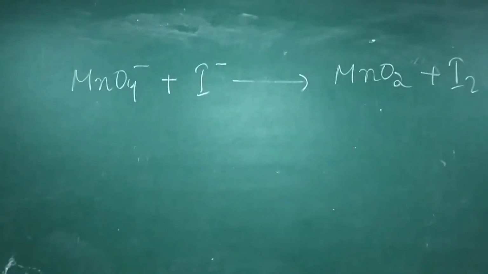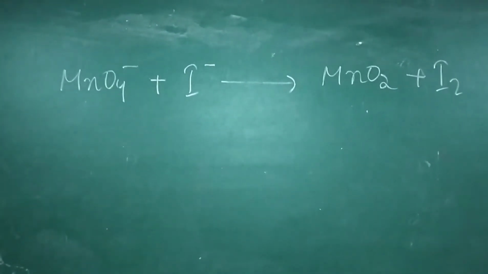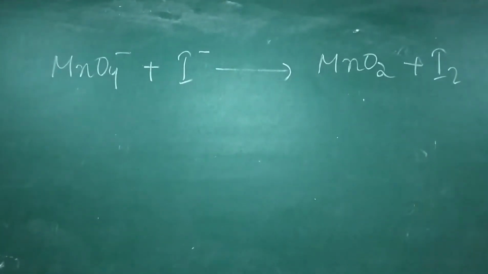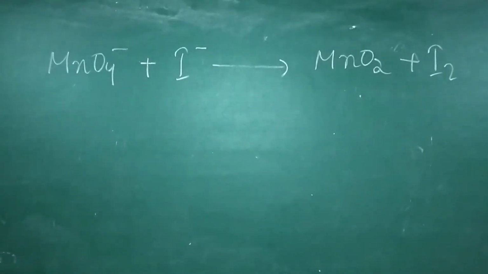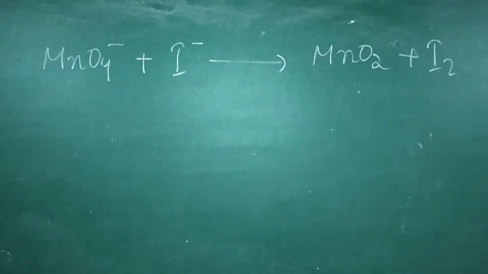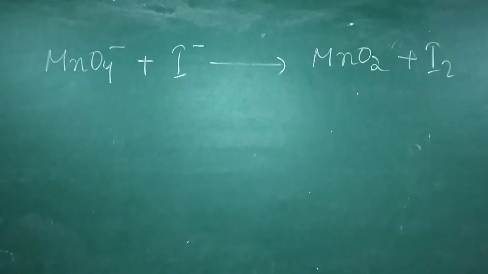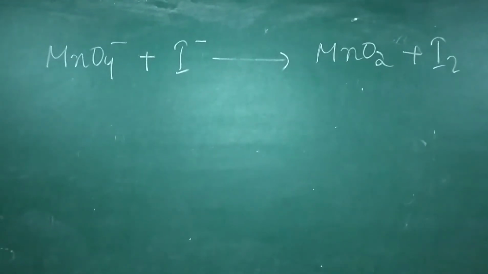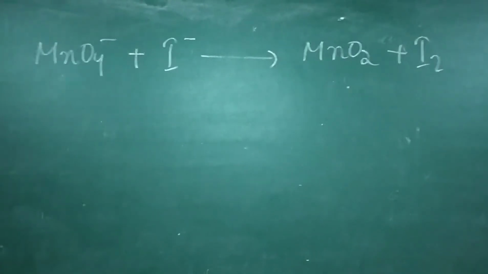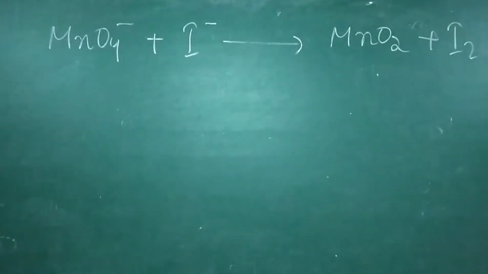This is an unbalanced equation which you need to balance. Now for balancing a redox unbalanced reaction, we have two methods. One is the half reaction method and the other one is the oxidation number method. So the first method is the half reaction method. So we will be solving this equation, that means balancing this equation with the help of the half reaction method.